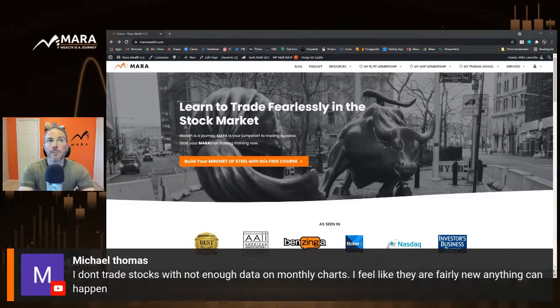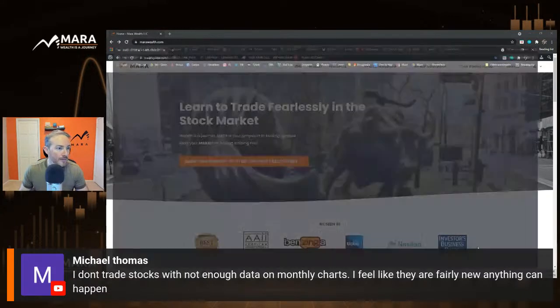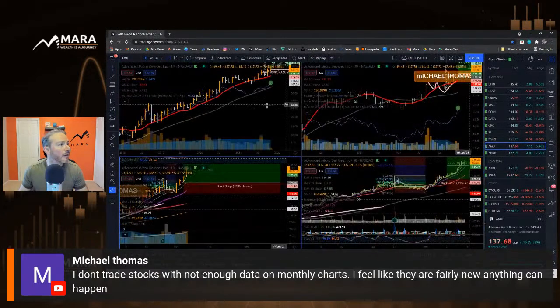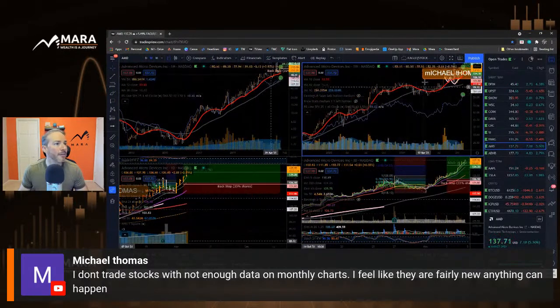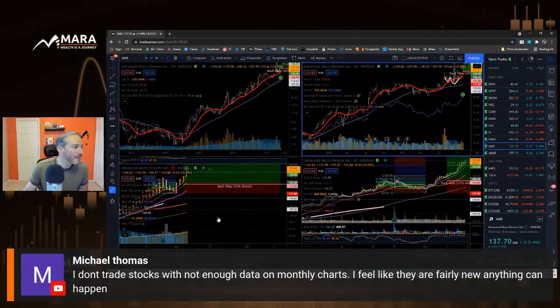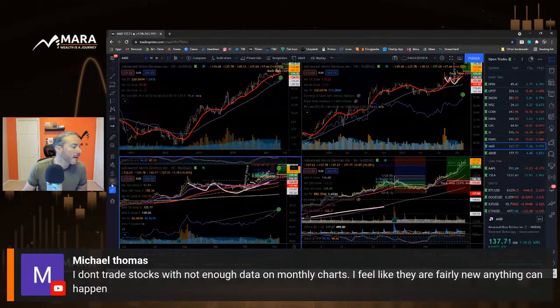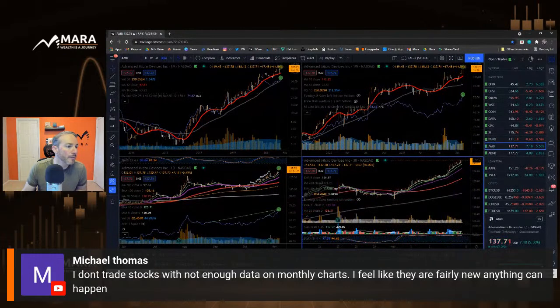Before, Michael wrote, I don't trade stocks with enough data on monthly charts. I feel like they are fairly new. Anything can happen. Yeah, I feel as though monthly charts are good to keep in perspective, right? If you are a swing trader, it's a good idea to just keep them on. I like to keep it like this, right? And I'm just going to take that off now, and I'll take off the annotation so it's a little bit cleaner.